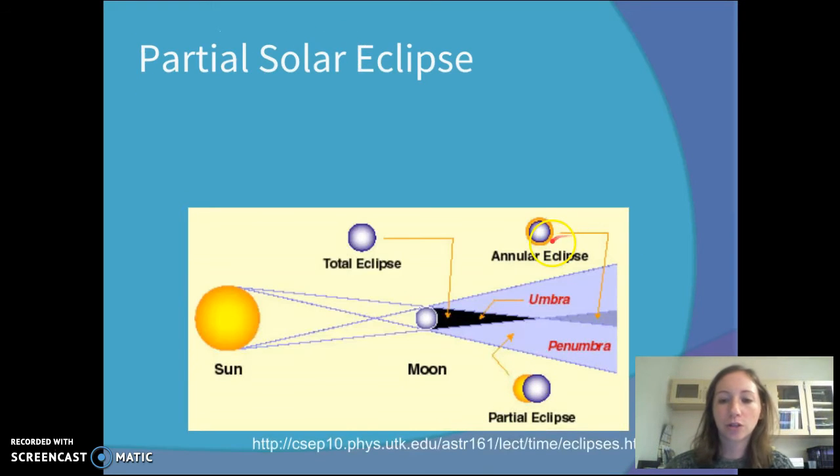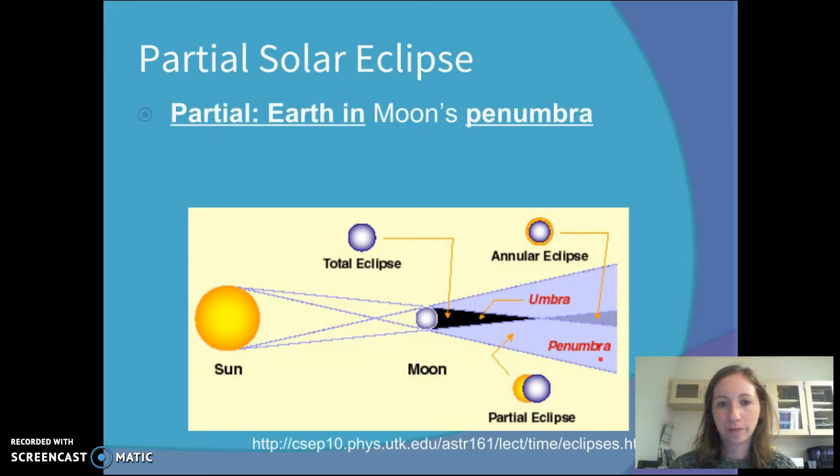Right, a partial eclipse is if you're on the part of the Earth that's within the penumbra. That's this part of the shadow. So you have the umbra, the darkest part of the shadow from the moon, and the penumbra, which is still a shadow, but it's a little bit lighter. So if you're on the part of the Earth that gets hit by the penumbra, you're not going to see a total eclipse, you're going to see a partial eclipse. Alright, so make sure you write that down. Partial, Earth and Moon's penumbra.